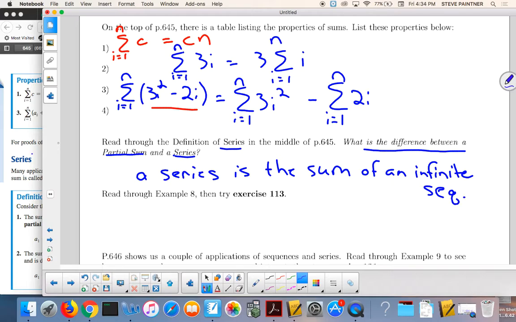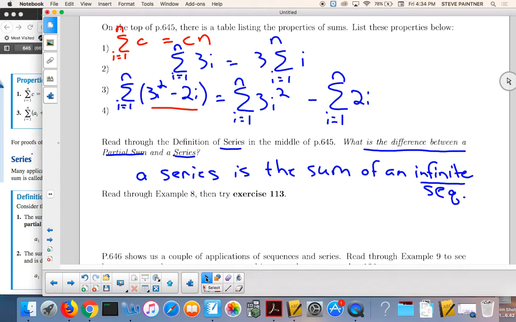Now, when I first learned about series and sequences, I thought, well, what point is there to talking about the sum of an infinite series? Doesn't the fact that it's infinite mean that the sum is always going to be infinite? And we're going to see that that's not the case. There are many infinite sequences that actually sum to a finite number. And it's kind of a weird thing. We'll talk about that more in section 9.3. But yeah, the difference between a partial sum and a series is that a series is infinite. It's the sum of an infinite sequence. Okay.